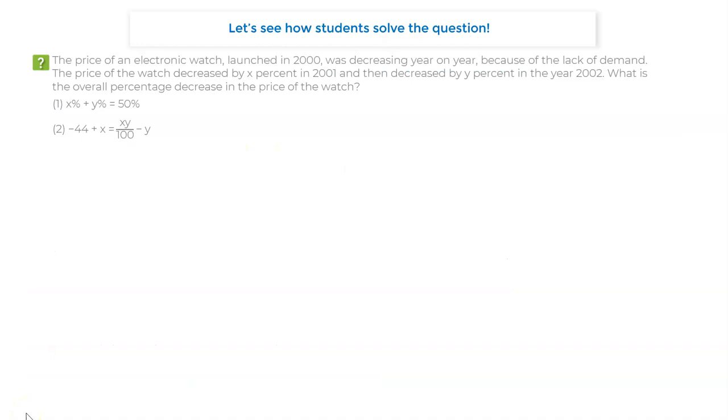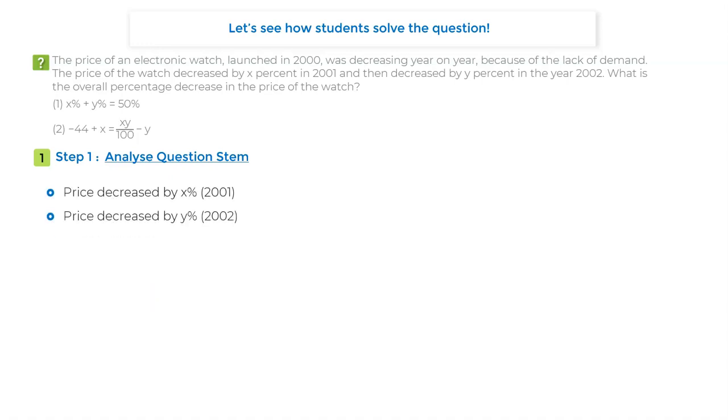So in this question, it's given that the price of an electronic watch which was launched in 2000 was decreasing year on year. What we are going to do is first jot down the information that is given. There's a watch whose price is decreasing, and it first decreased by X% in 2001, and then it decreased by Y% in 2002.